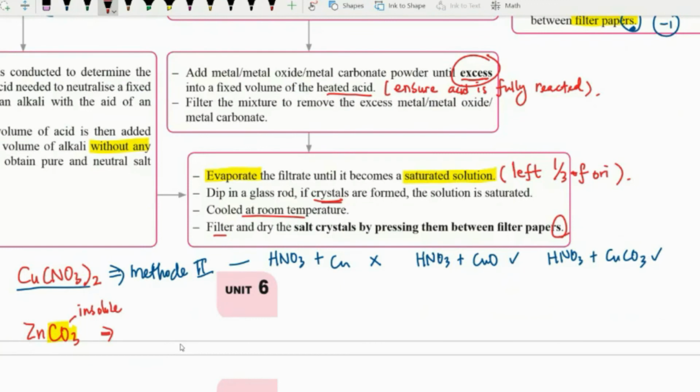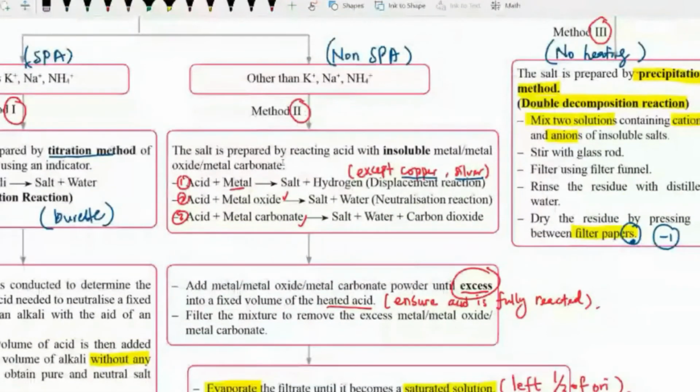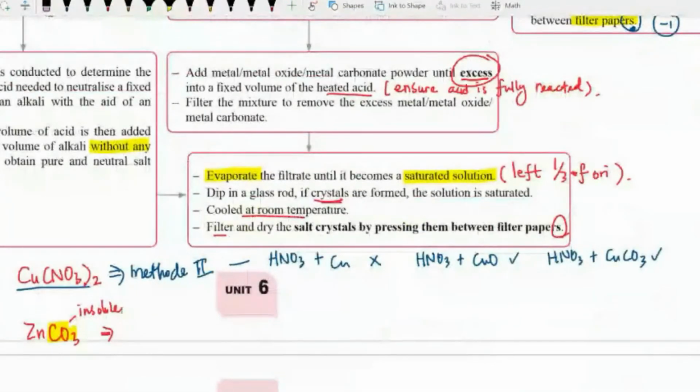So remember, if you assume it is a soluble salt, then you will choose method 2, but it is the insoluble salt. So it is important for you to first determine, you must remember whether it is soluble or not. So insoluble, meaning that we have to use method 3.